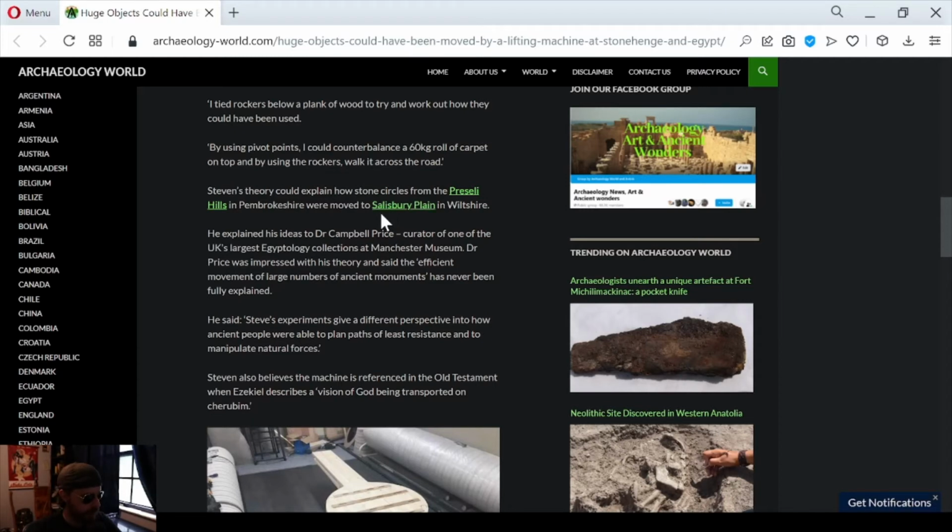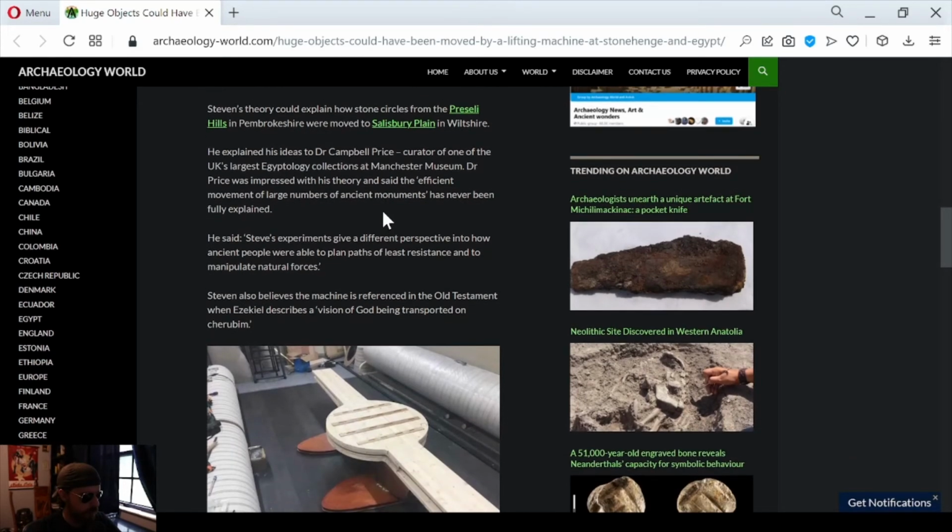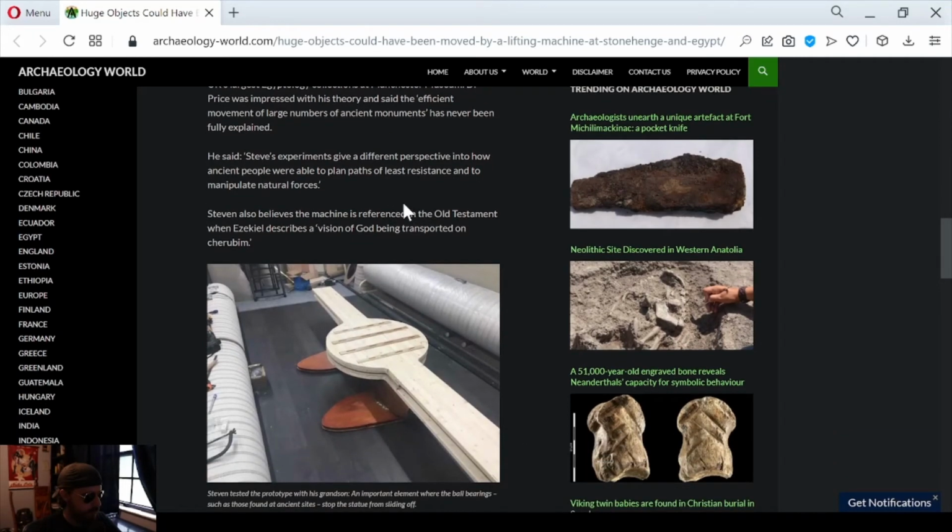been fully explained. He said Steve's experiments give a different perspective into how ancient people were able to plan paths of least resistance and to manipulate natural forces. Stephen also believes the machine is referenced in the Old Testament when Ezekiel describes a vision of God being transported on cherubim.